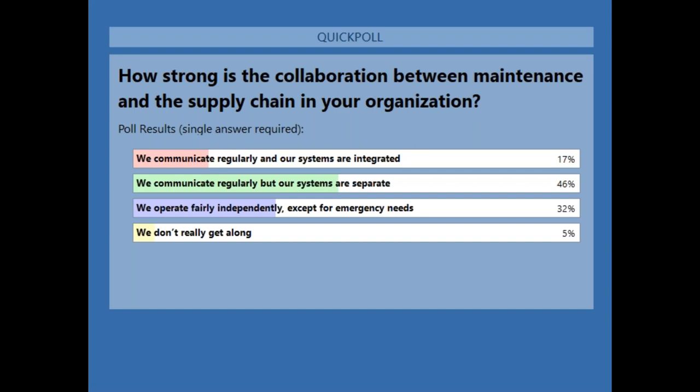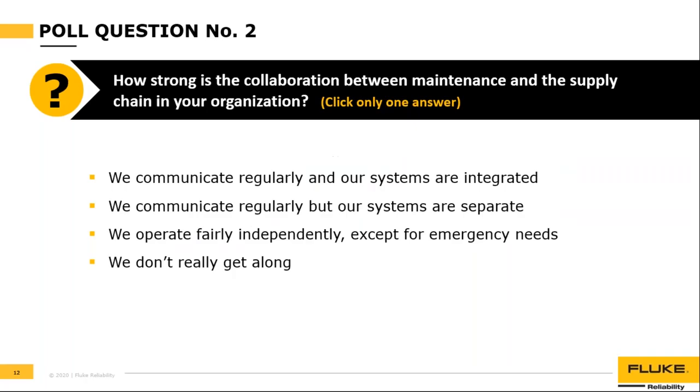I'd say it falls in line with what we do normally see. It points out that there's opportunity for further integration, really. That's the main takeaway there. Well, I'm glad that 46% already have good communication, because that's a good pillar. All right, I'm going to shut the poll down now and turn it back over to you.